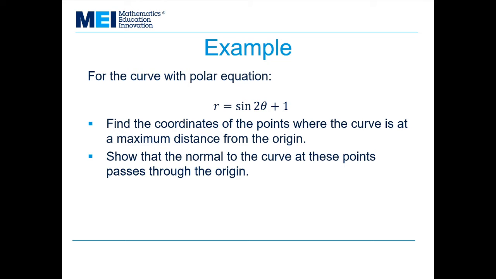We've already looked at how to find the gradient of this particular example. So this is r equals sine 2 theta plus 1. We worked out the derivative of this in a previous video. Now we've been invited to find the coordinates of the points where the curve is at a maximum distance from the origin and to show that the normal to the curve at these points passes through the origin.